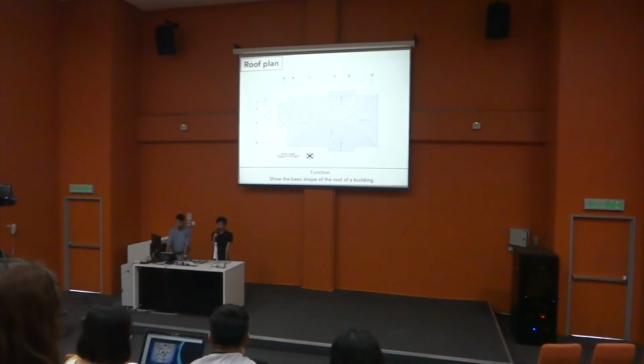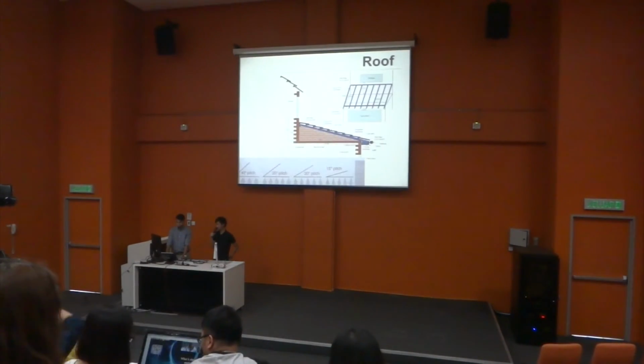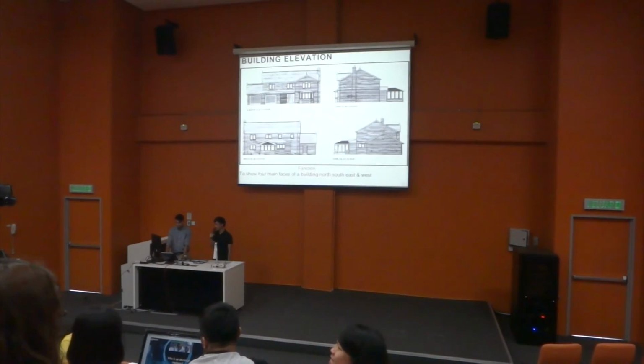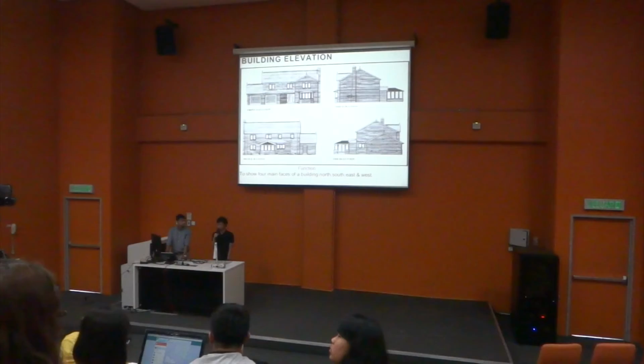And this is a roof plan, which is also important to show the basic shape of the roof. And this is the roof line, and you see down there, there are four common angles for building a roof, and I guess the most common ones are 35-degree pitch and 30-degree pitch. And this building elevation is important to show the four main faces of the building: the north, south, east, and west.